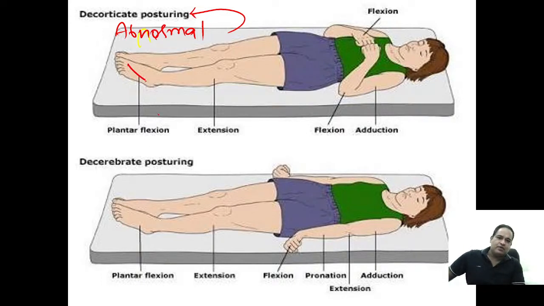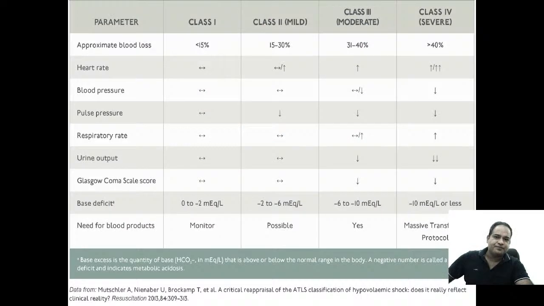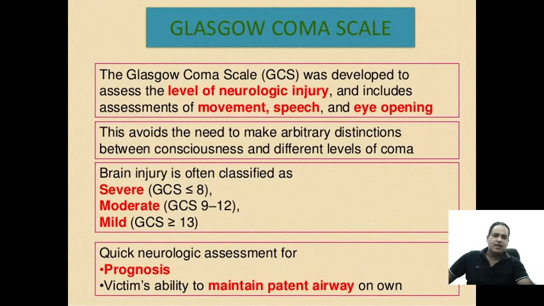Fine. You see here, you don't get to see flexion over here. Normally your patient is lying supine like this. Fine. Now decerebrate. This is similar to abnormal extension. You see here, everywhere it is extension. Decerebrate. Now, again, there are some changes there.